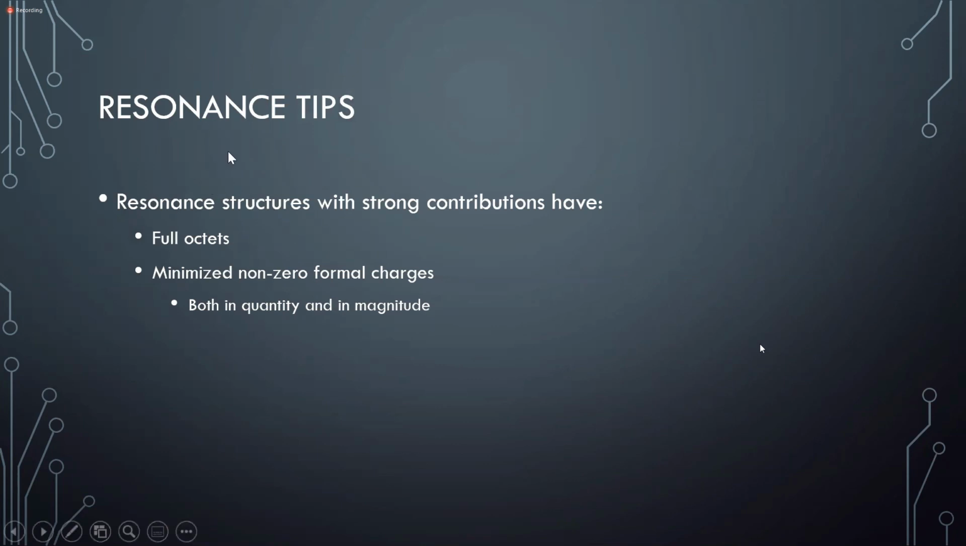In general, when you're drawing your resonance structures, make sure you're paying attention to giving the CNOFs their full octets. Don't accidentally move an electron where it shouldn't be, where you leave an atom hanging. They really want that octet, so make sure you give them that. And also don't forget to minimize your non-zero formal charges. If it comes up where you have to have a charge, it's better to have a smaller one. So it's better to have -1 than to have -2. Make sure you minimize them as much as possible.